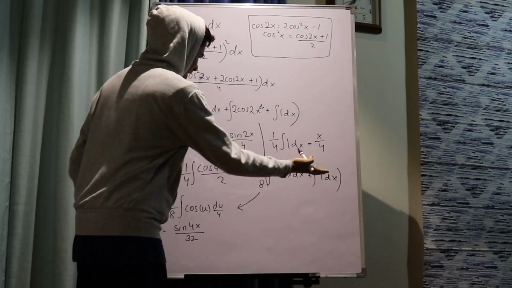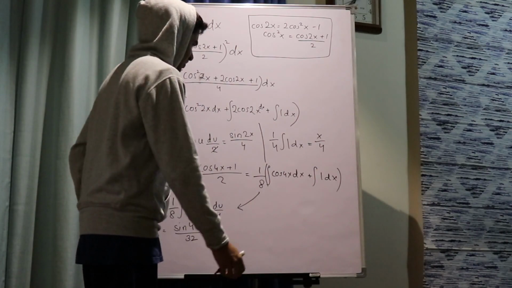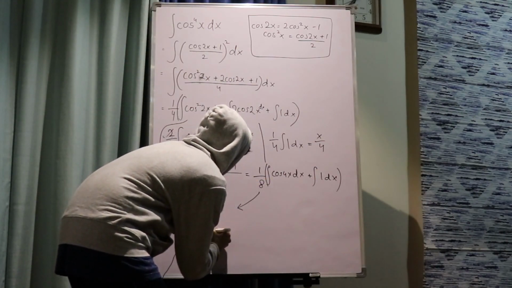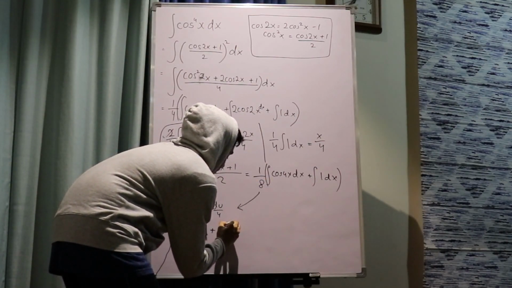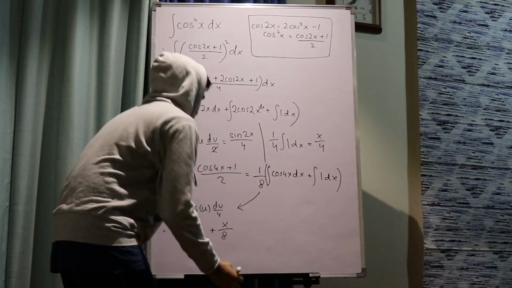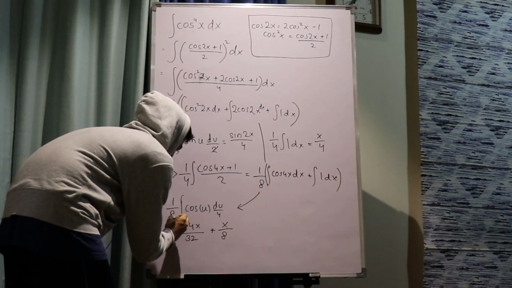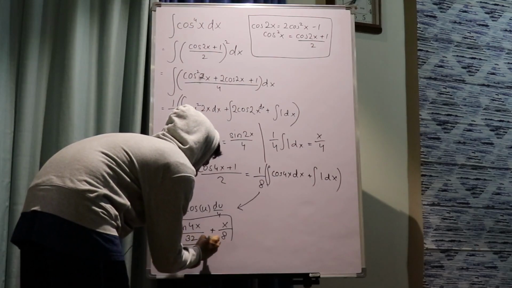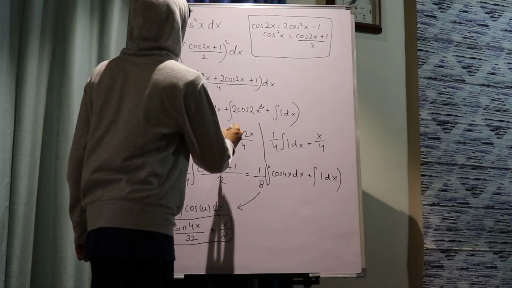And then finally the last one is pretty simple, right? It's just x over 8. So now we have the terms that we want. We can put them all together.